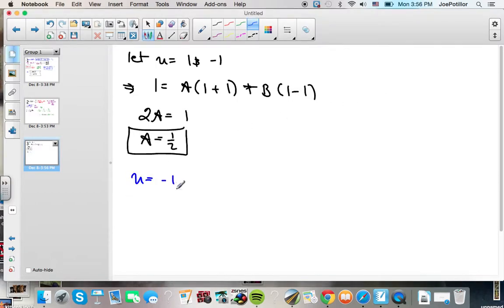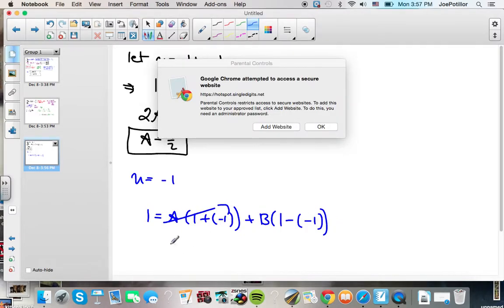For u equal to negative 1, we end up with A times 1 plus negative 1 plus B times 1 minus negative 1, and the A term goes away. 2B is equal to 1, so B is equal to 1/2 once again.